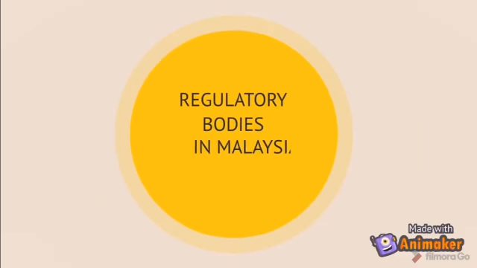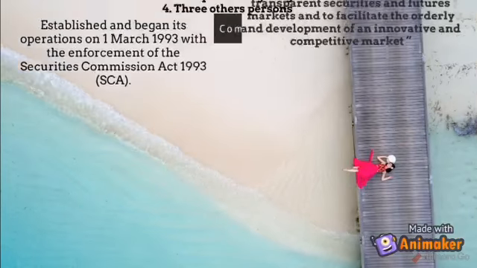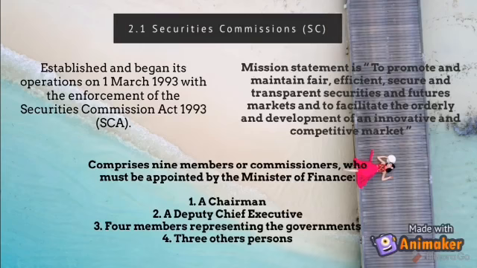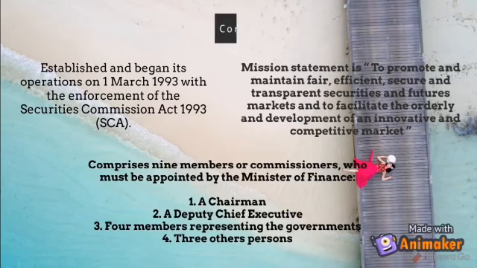Next we are going to discuss the regulatory bodies in Malaysia. Firstly, the Securities Commission was established and began its operation on 1 March 1993 with the enforcement of the Securities Commission Act 1993. The mission statement is to promote and maintain fair, efficient, secure and transparent securities and futures markets, and to facilitate the orderly development of an innovative and competitive market.